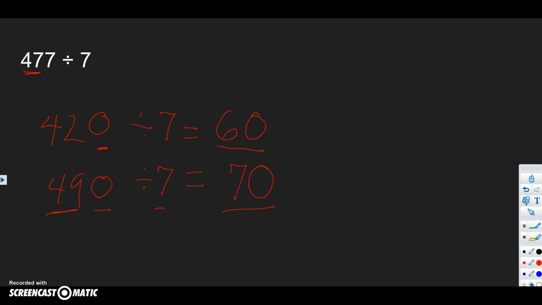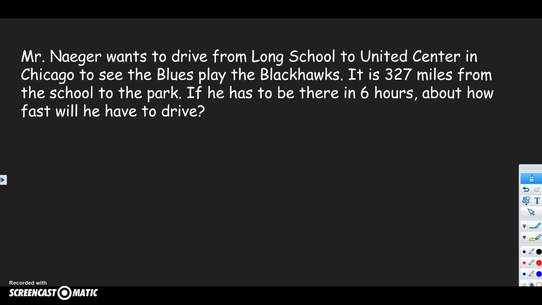All right, let's take a look at a word problem here. So Mr. Nager wants to drive from Long School to United Center in Chicago to see the Blues play the Blackhawks. That is a 327-mile drive from the school to the park. So if I have to be there in 6 hours, about how fast will I have to drive?